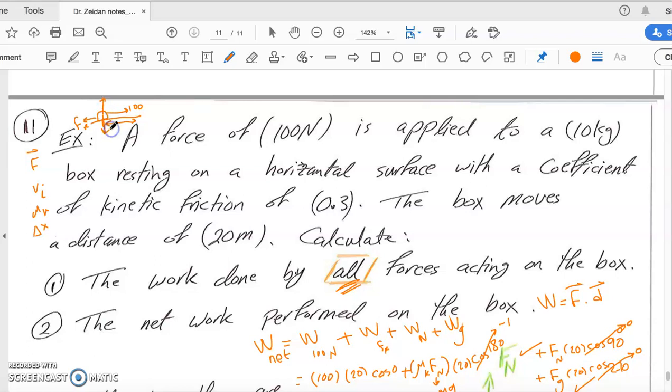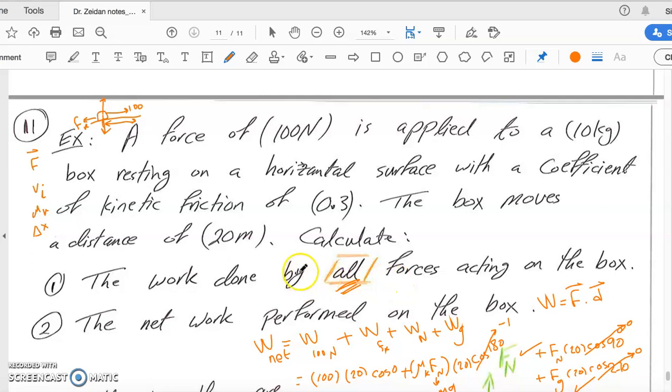We should not forget that. So how many forces are acting? Four forces. So when we say we want the work done by all forces, literally we are looking for four different works due to four different forces.